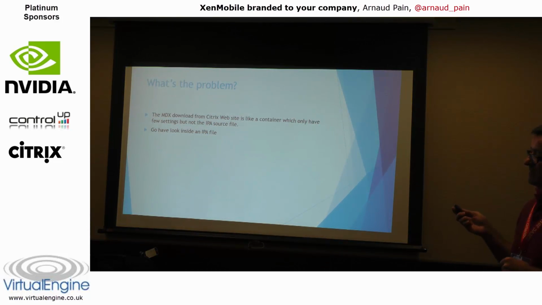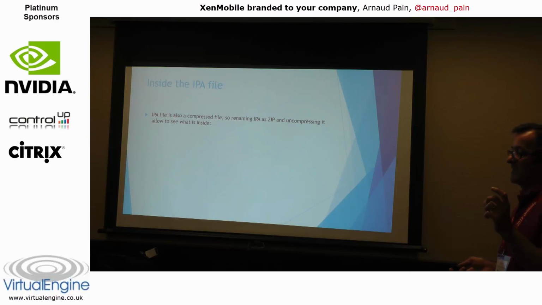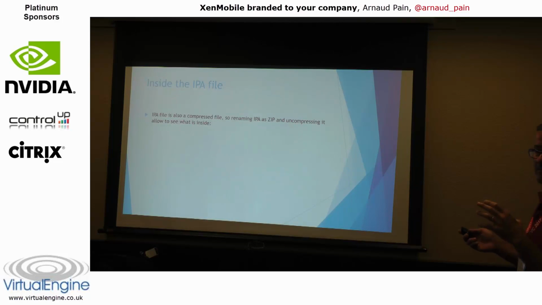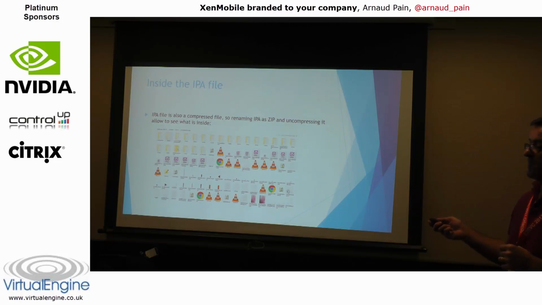So my next test was to work on the IPA source file instead of the IPA. So the fact is that the IPA file, it's the same as the IPA. It's a zip. It's a compressed file, so you just need to rename it and unzip to see what is inside the Citrix. There is much more things inside.